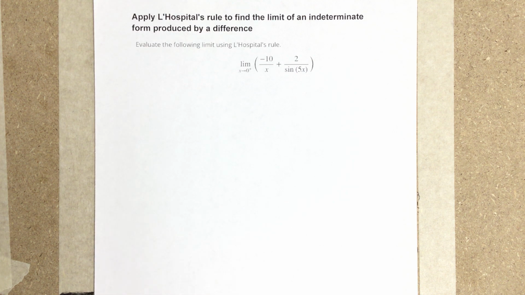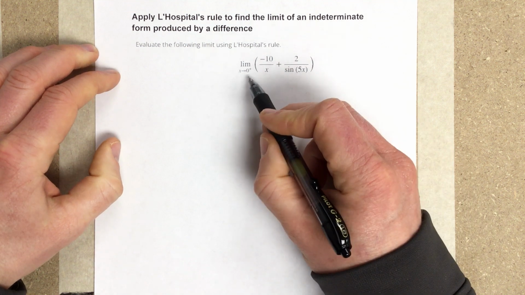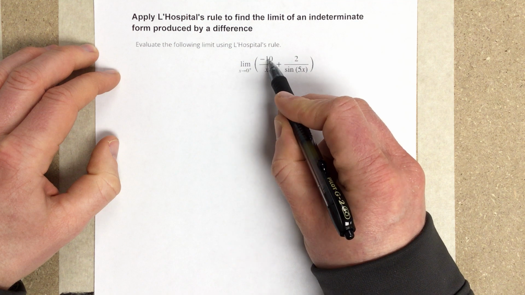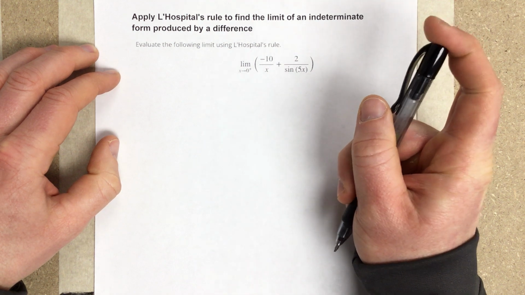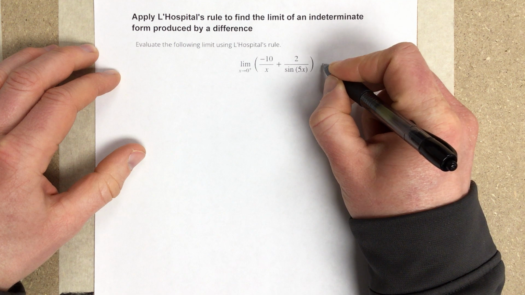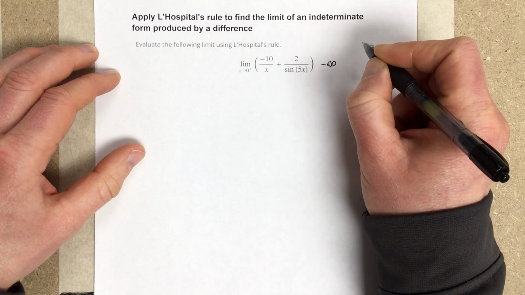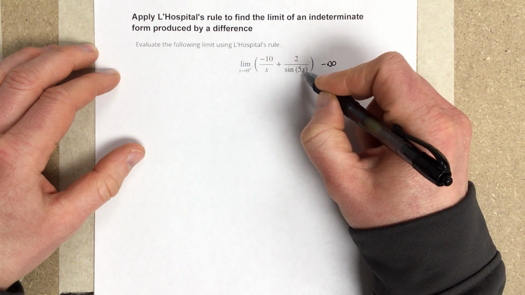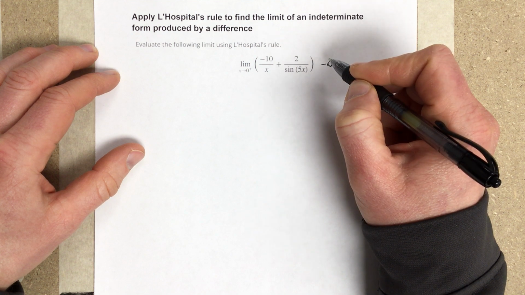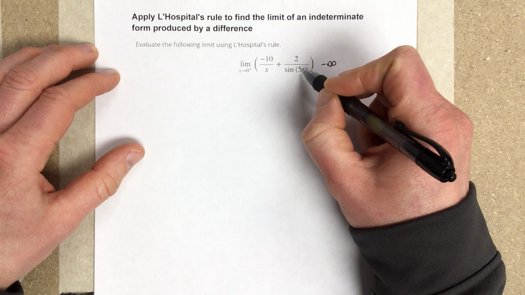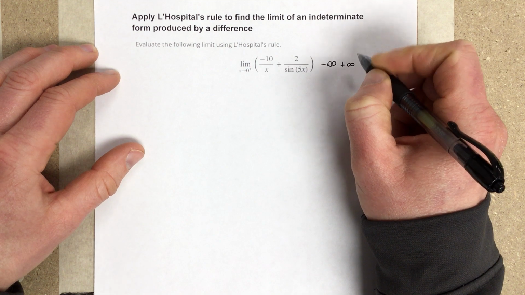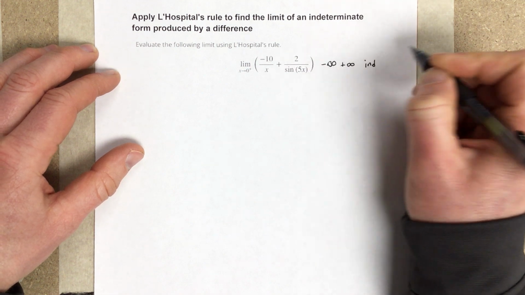So if I plug in something coming from the right of 0, that'd be a really small number. If I take 10 divided by a small number, I get negative infinity there. So I have negative infinity. And then if I plug in something coming from the right that's close to 0, sine of a number close to 0 will produce a really small number. So I'm going to get negative infinity plus infinity here. So I've got myself an indeterminate form here.